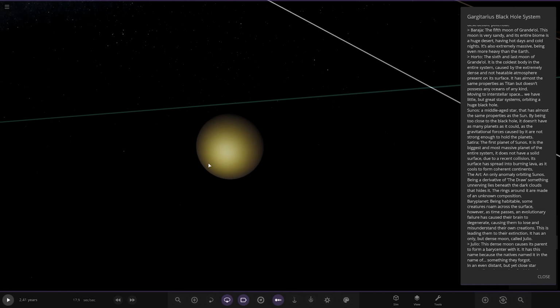And we've got Horto over here, the sixth and last moon of Grande. It's the coldest body in the entire system, caused by an extremely dense atmosphere that can't be heated at the surface. It has almost the same properties as Titan, but doesn't possess any oceans of any kind.